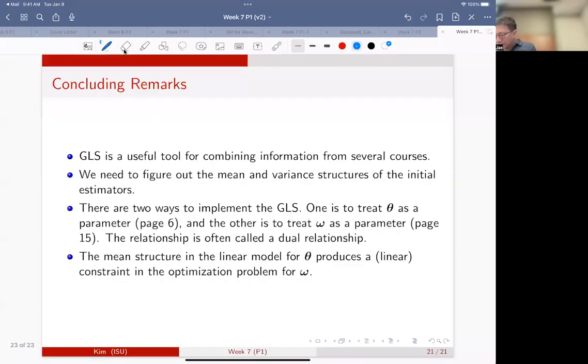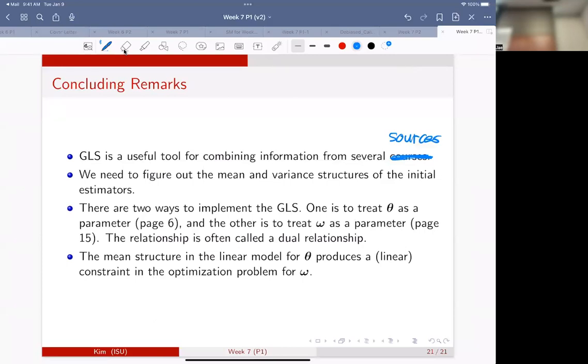Okay. So the conclusion is GLS is a useful tool for combining information from several sources. We need to figure out the mean. So in order to apply GLS, we need to figure out the mean and variance structure, right? And then there are two ways of implementing the GLS. One is to treat theta as a parameter, and the other is to treat omega as a parameter. So it's a kind of dual relationship.